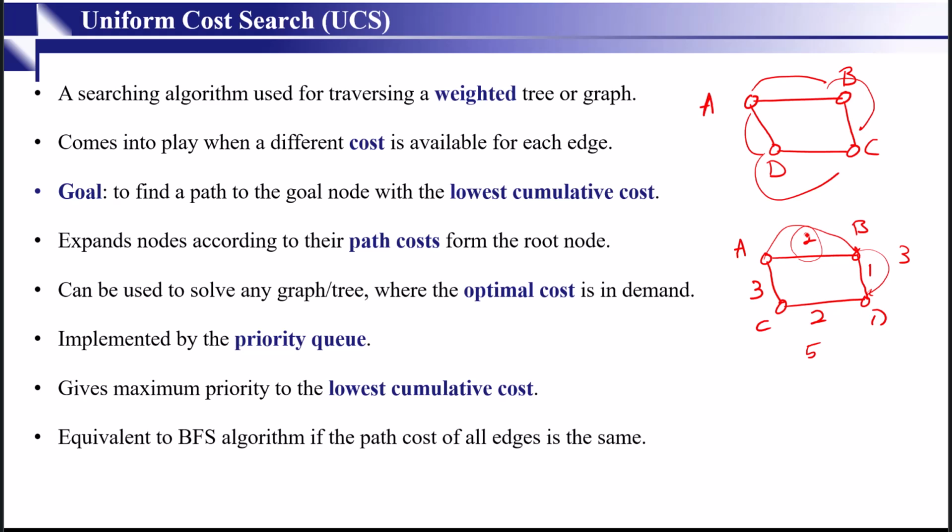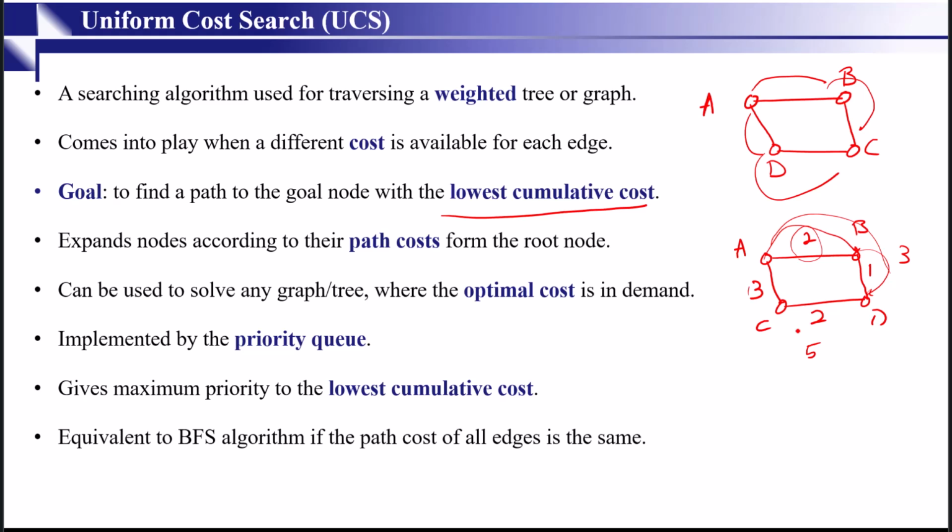The main goal of UCS is to find the path from the initial state to the goal state with the lowest cumulative cost. This is the main objective. Unlike BFS and DFS, UCS makes its decisions based on the total path cost from the root node. So from where we start, for example, the total is 2 plus 1, 3. And here 3 plus 2, 5. In BFS and DFS, we consider only depth or breadth, but here, cost is important.